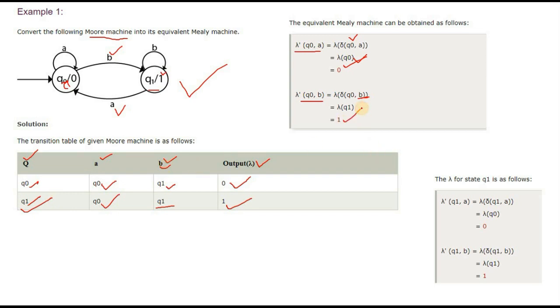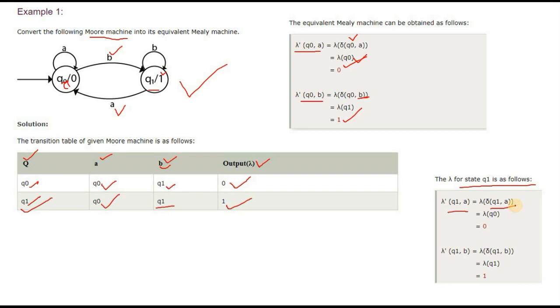So now one pair is completed at the current state Q0. So you have found the values for output with input A and B. In the state of Q1, for the inputs A and B, what would be the outputs equivalent to the Mealy? So that will be done here for lambda for the state Q1. So lambda dash of Q1 comma A. So you have written like this.